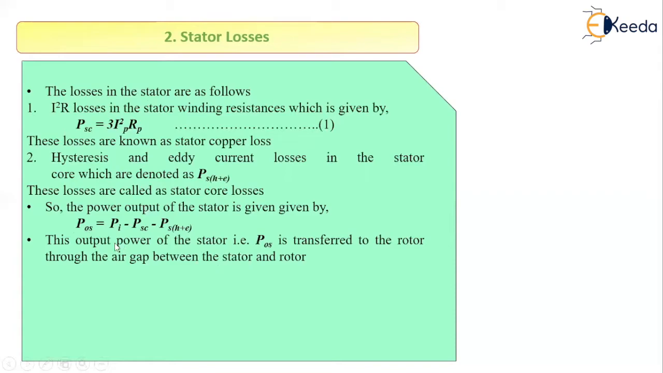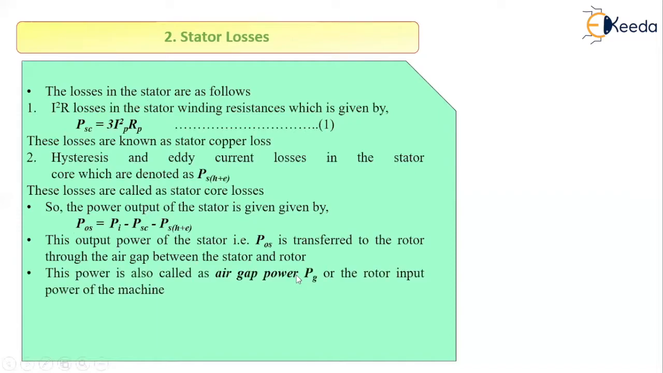So we can say that this output power of the stator is transferred to the rotor through the air gap between the stator and rotor. So this power is also called the air gap power, and it is the input power of the rotor. So we can say that the output power of the stator is nothing but the air gap power, which is nothing but the input power of the rotor.